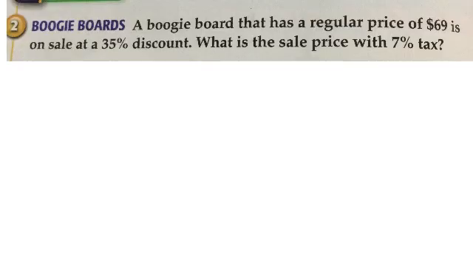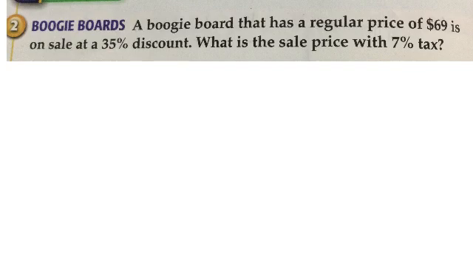A boogie board that has a regular price of $69 is on sale at a 35% discount. What is the sale price with a 7% tax? So now we have 2 things going on. We're getting a discount and we're having to pay tax. Both. So the discount is going to get subtracted, but the tax is going to get added. So what we do is we take the discount first, and then we find the tax on the new price.